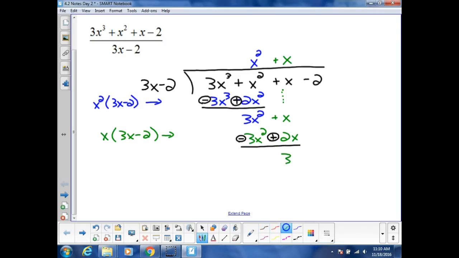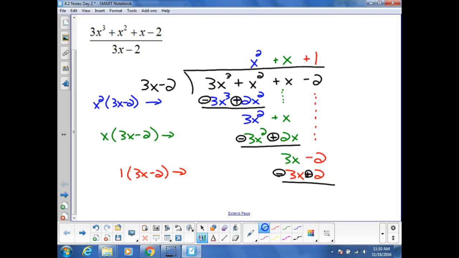That gives me 3x. Then what? Drop the 2 like it's hot. Multiply by 1. Then flip the signs. Leaves me with a remainder of 0. Right? So this division here is x squared plus x plus 1.